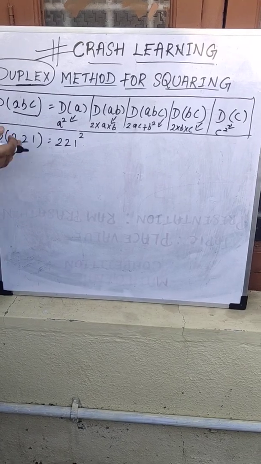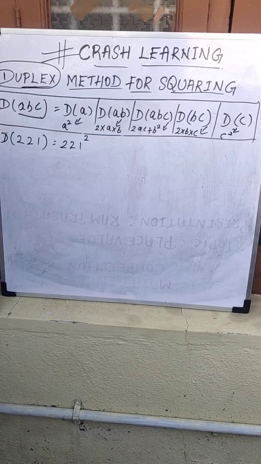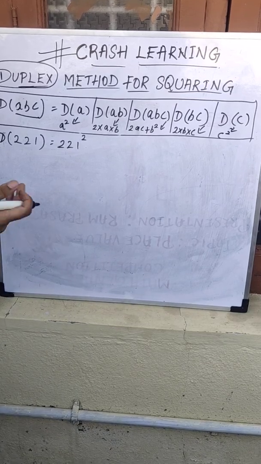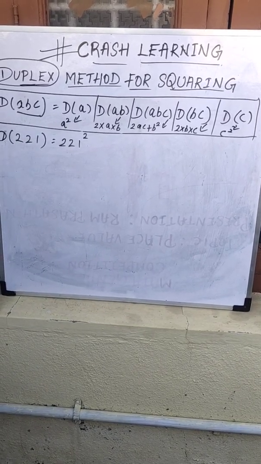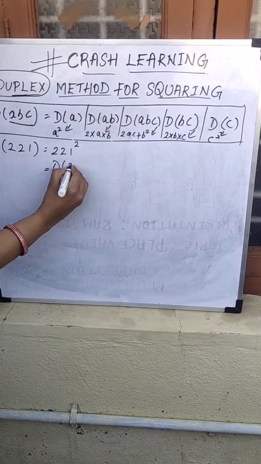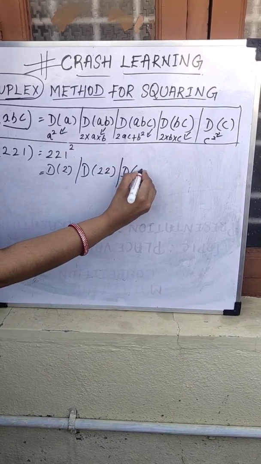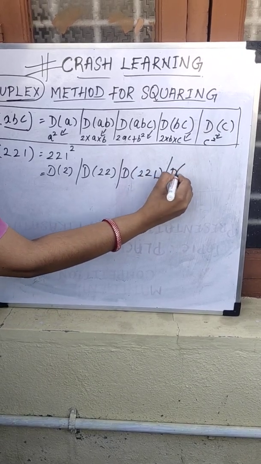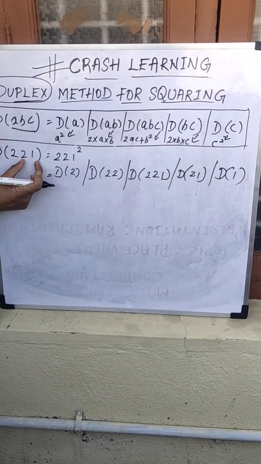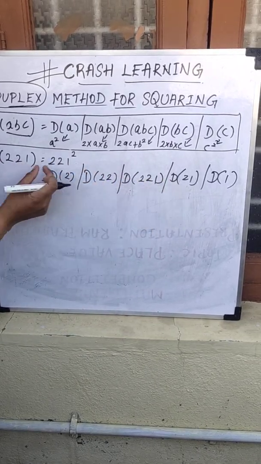I have taken an example, the duplex of 221. You may think that I have taken a very easy example. But when we take an easy example and are very clear in the concept, we can apply it to any 3-digit number and get the answer easily. Now I have taken the example 221 square. Let's apply this format: the duplex of 2, followed by the duplex of 22, followed by the duplex of 221, followed by the duplex of 21, followed by the duplex of 1. Do you see it? 221 is the number: initially 2, then 22, then 221, then 21, and at last 1.